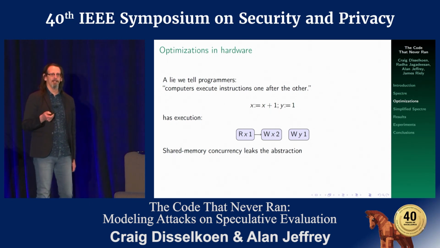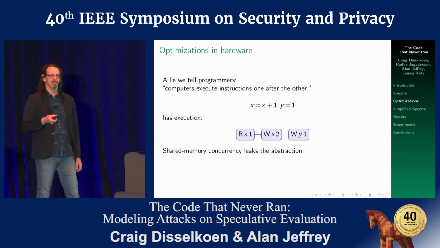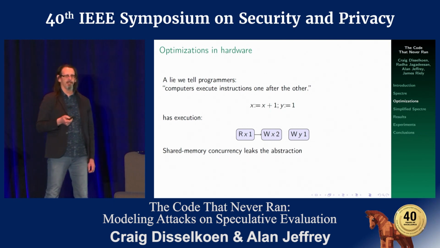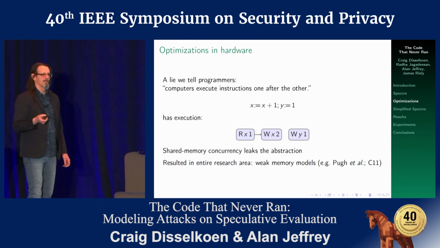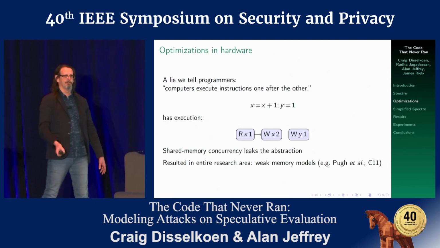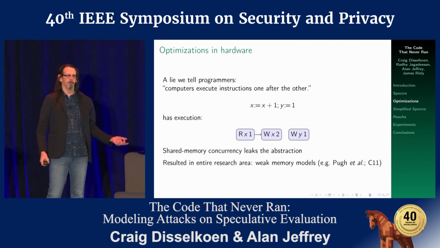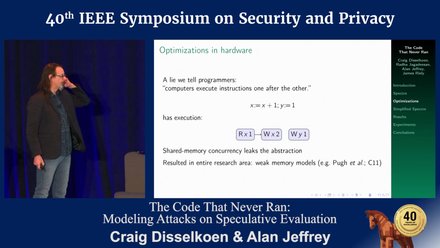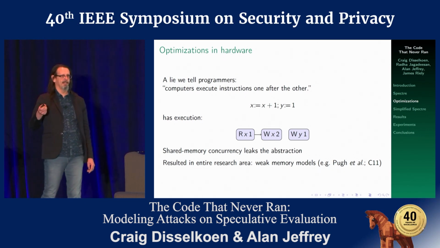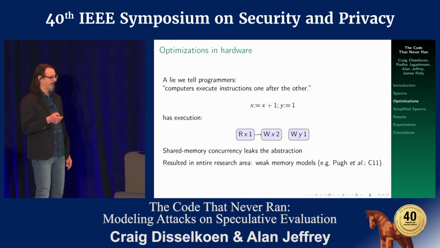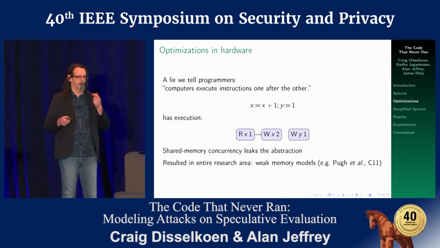So for quite a while, every model of programming languages was based on sequential consistency. But unfortunately, the instant you've got shared memory concurrency in, this goes out the window. And that's resulted in an entire cottage industry this century of people developing weak memory models, kicking off with the Java memory model by Pugh et al. in about 2005. And C11 has a very similar style of model. Okay, so that's what's happened with instruction reordering.